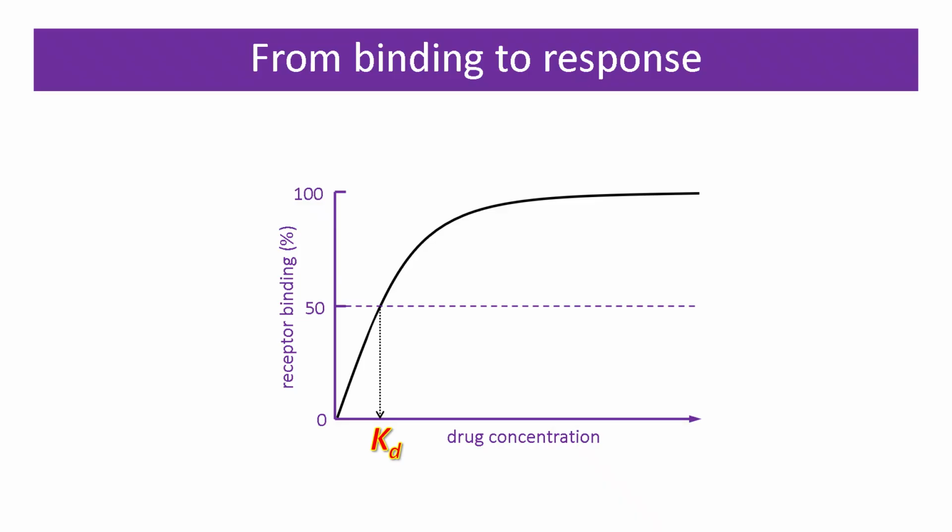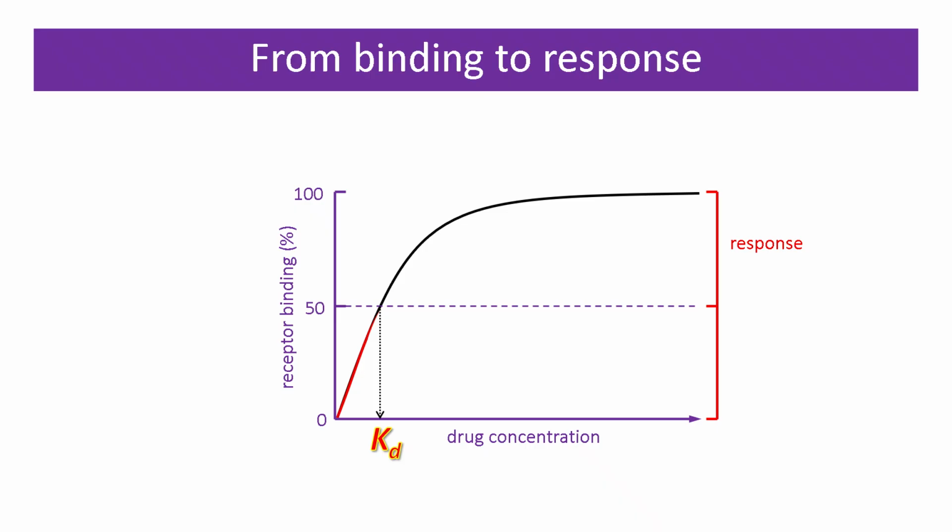We previously saw how drug receptor binding depends on drug concentration. This curve shows the percentage of receptors occupied as drug concentration increases, and the point where 50% of receptors are bound corresponds to the KD. Now, consider what happens to the biological response as concentration increases. At low concentrations, the situation is similar to the binding curve. As more receptors become occupied, the biological response increases.